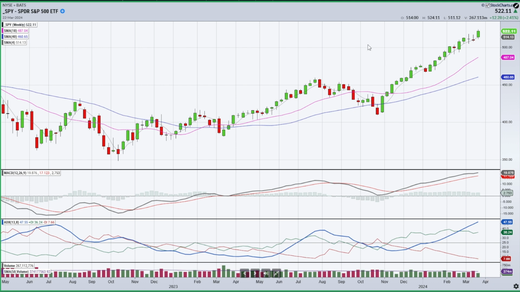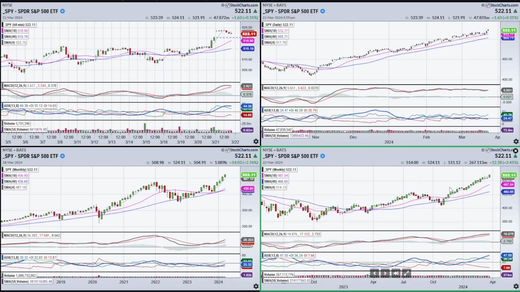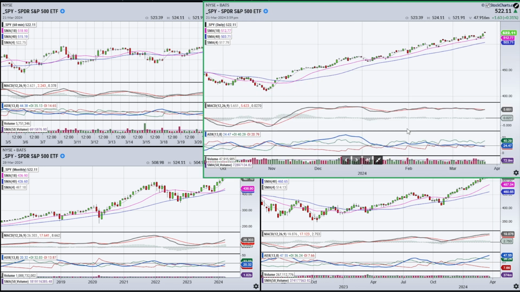I think that would be a pretty important indication that maybe sellers have finally gotten to the point where we're saying, you know what, this is ridiculous. I'm going to finally take profits. We haven't seen that yet on this time frame.